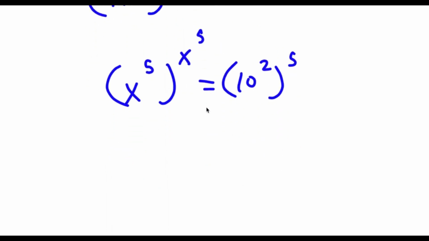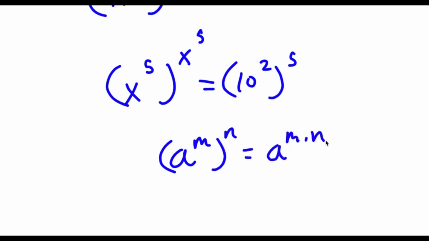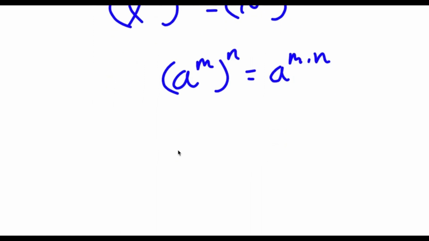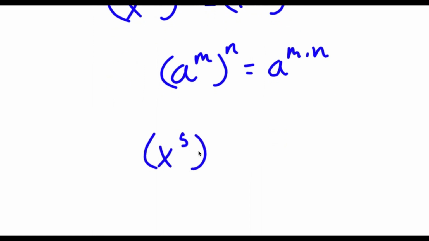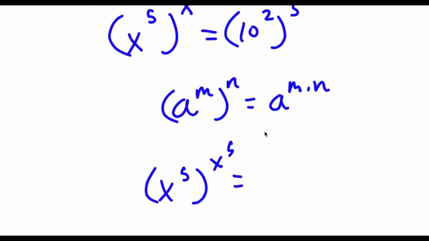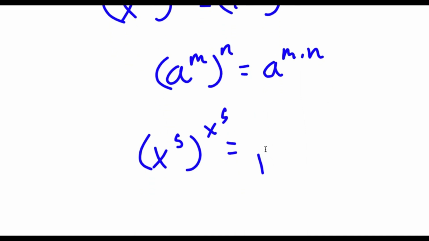Now, if I have something in the form a to the power of m to the power of n, this is equal to a to the power of m times n. So 10 to the power of 2 to the power of 5, that's going to equal 10 to the power of 2 times 5, which is the same thing as 10 to the power of 10.